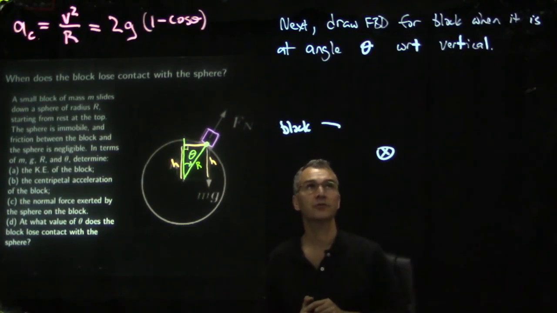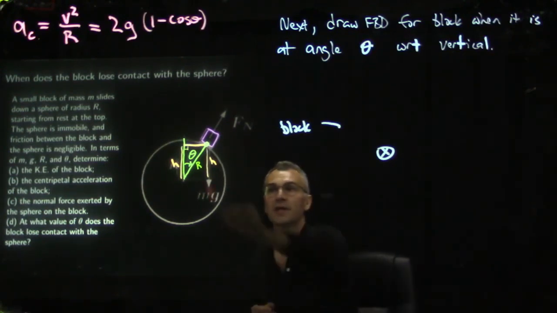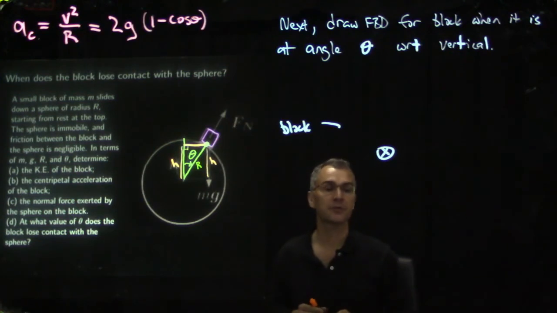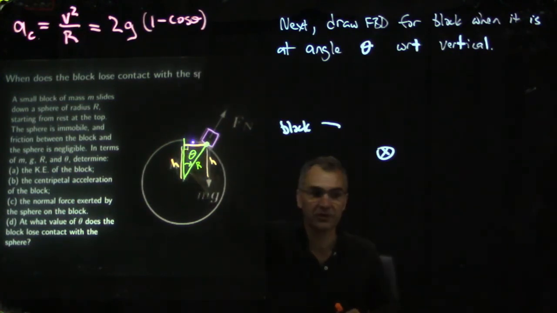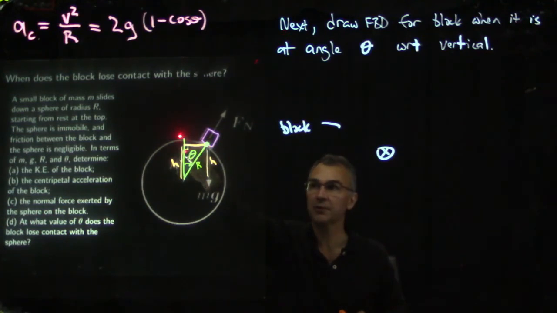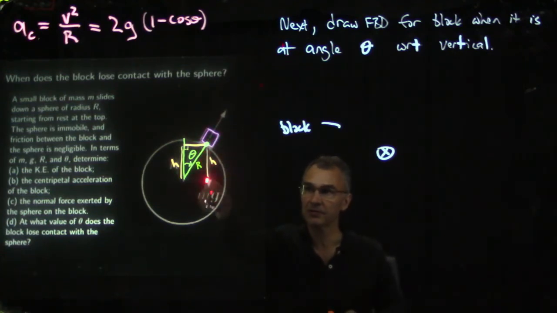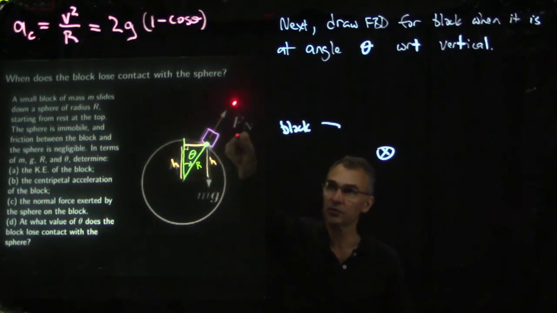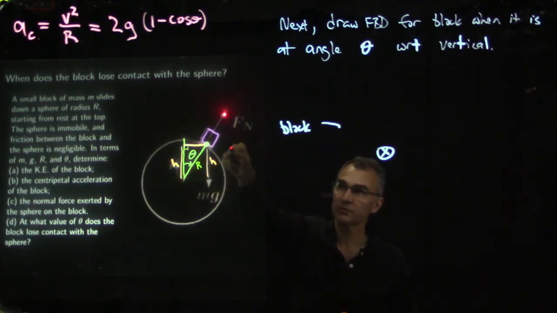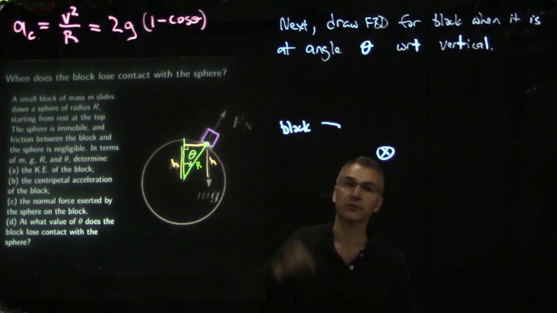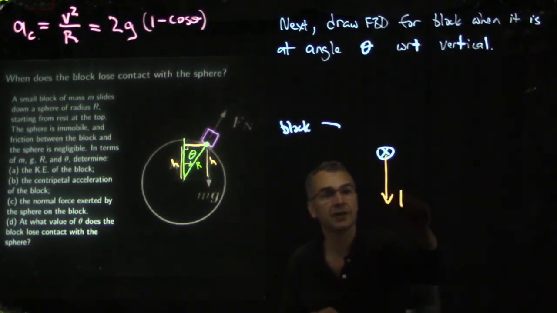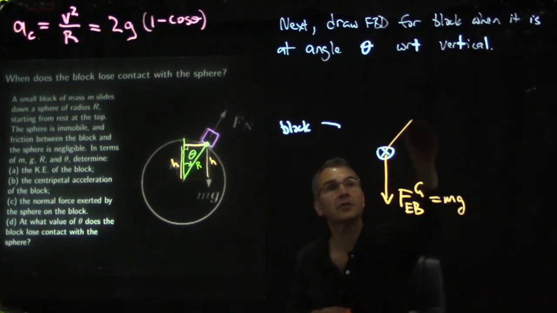Okay, next we want to draw a free body diagram for the block when it is at an angle theta with respect to vertical. So here it is initially at angle 0 with respect to vertical. So then sometime later it'll be at angle theta with respect to vertical. In fact, the problem statement already hints that there's a downward gravity force, and then there's a normal force which is pointing radially, since it should be normal to the surface of the sphere, and the surface of the sphere's normal vector just points from the center of the sphere out through the surface. So here is the gravity vector, and then here is the normal force.